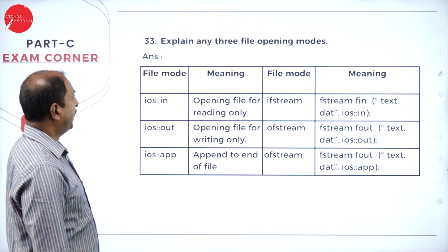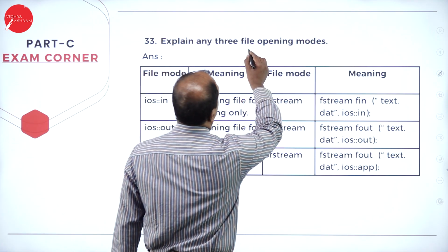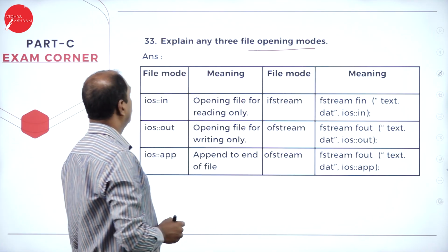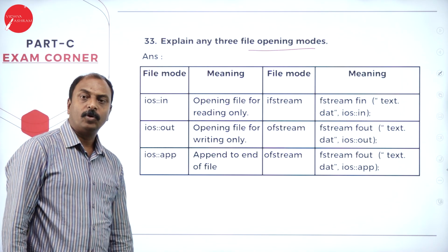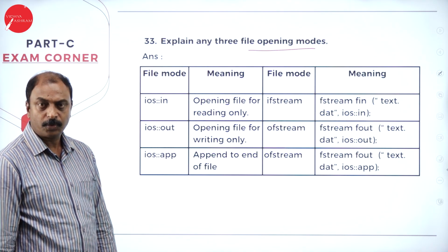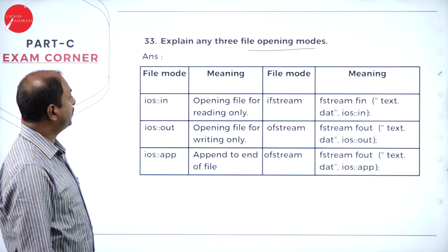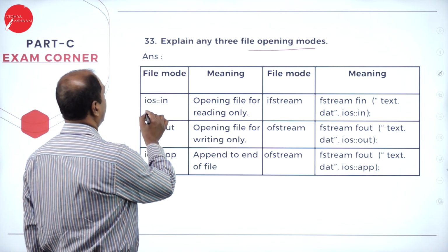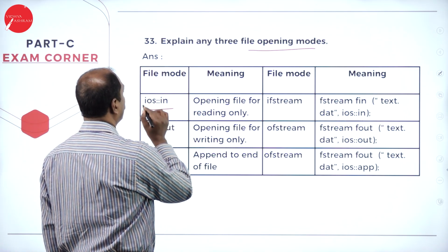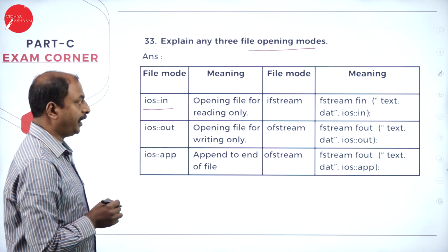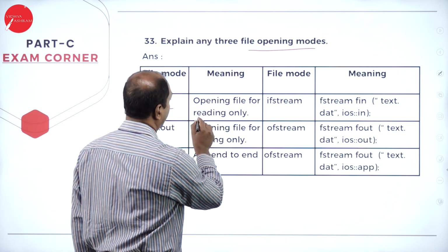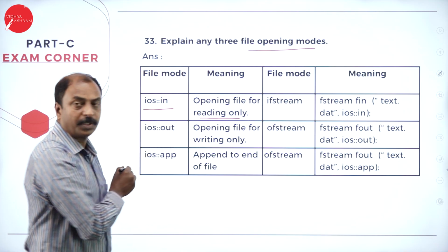Next question is, explain any 3 file opening modes. So a file can be opened in a number of modes. So here let us see which are the 3. First one is ios, 2 colons and in. So here the meaning is opening the file for reading only. Here in is the mode.